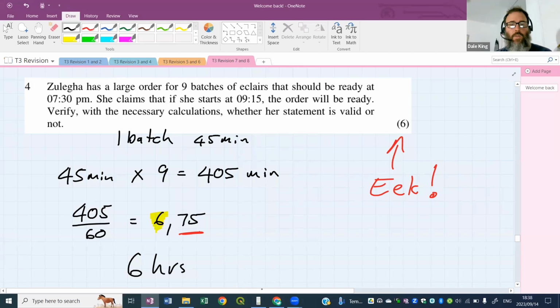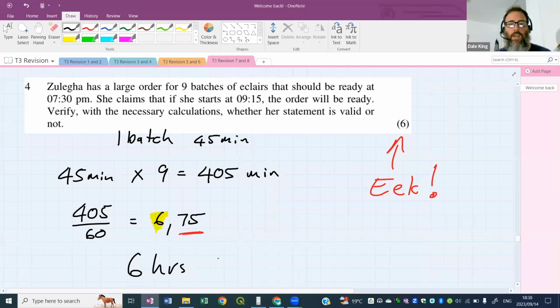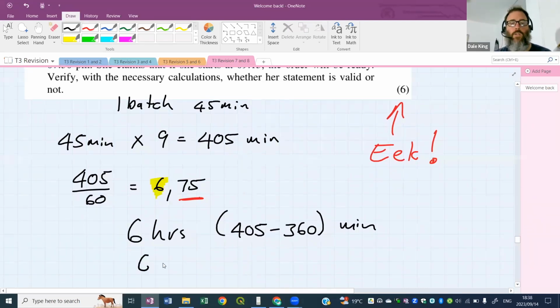6 hours times 60 is 360 minutes. So I'm going to say 405 minus 360 minutes, and that'll give us however many minutes we've got left. That gives us 45. So we've got 6 hours and 45 minutes.